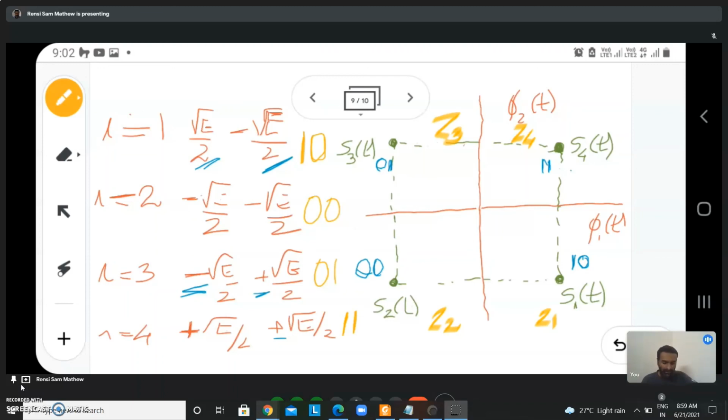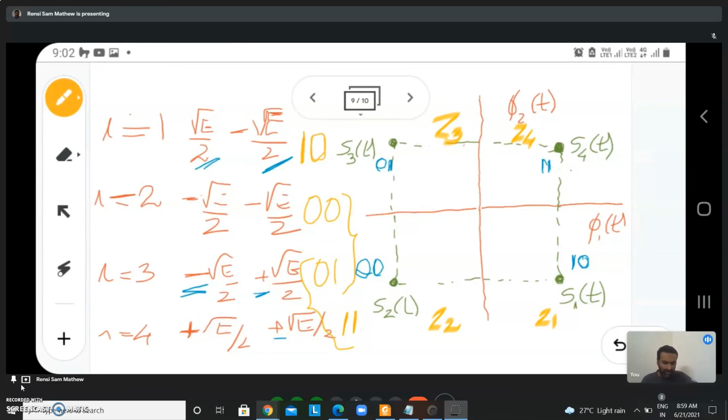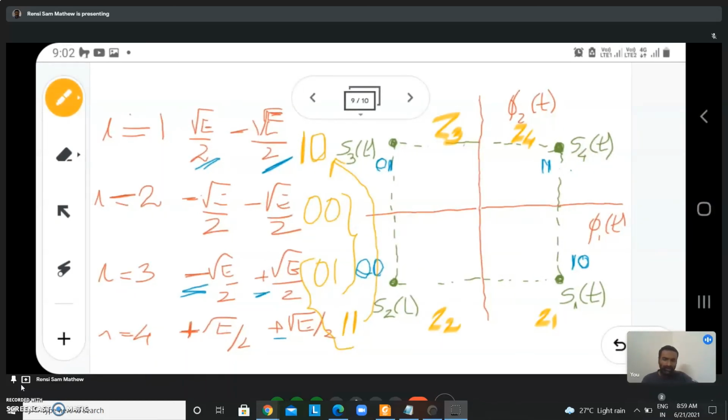Second consecutive, 0 0 and 0 1. If you see these two, we can see it differs by 1 bit. LSB is just changing. If you see these two, 0 1 and 1 1, it differs by the MSB. And even this one and this one, you can see it differs by the LSB. So we are going to represent the dibits using Gray code representation, because then the adjacent bits will differ by 1. Okay, so this is about QPSK, quadri phase shift keying.